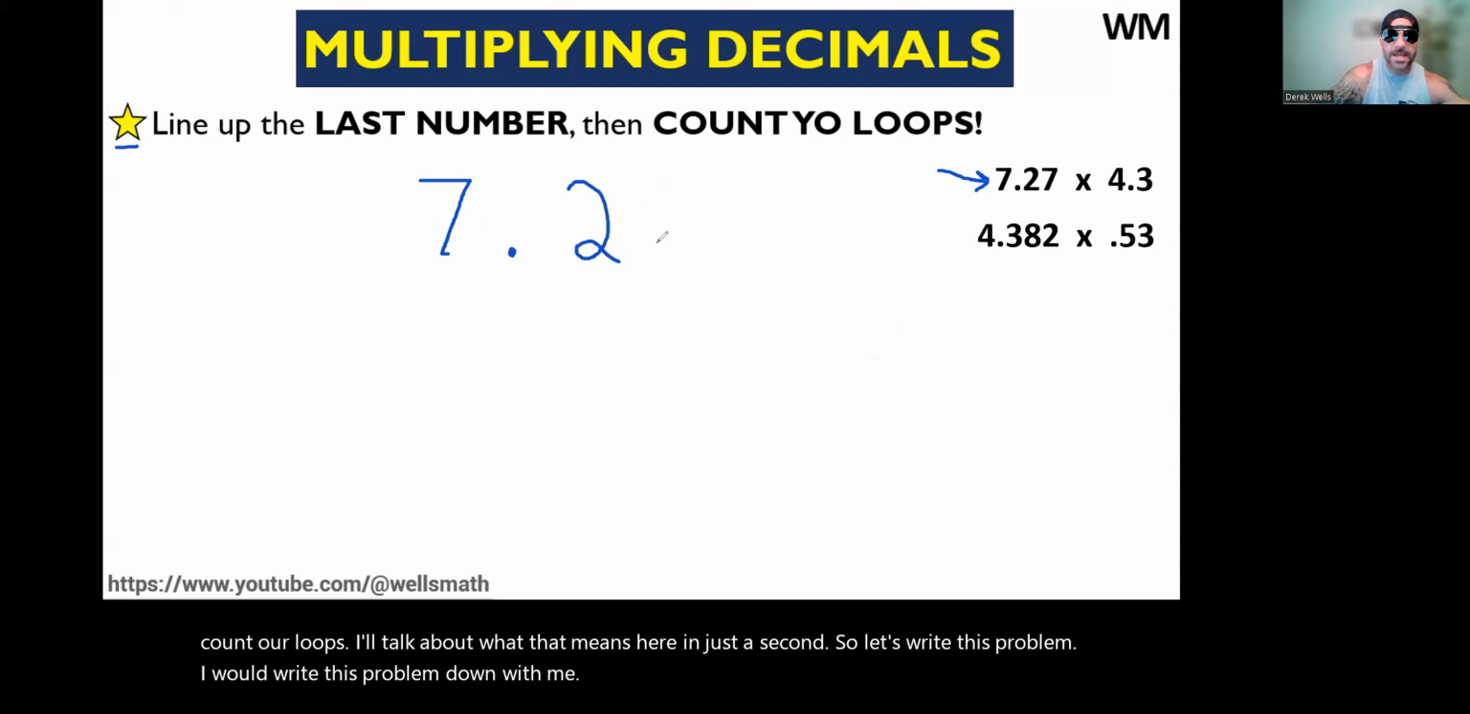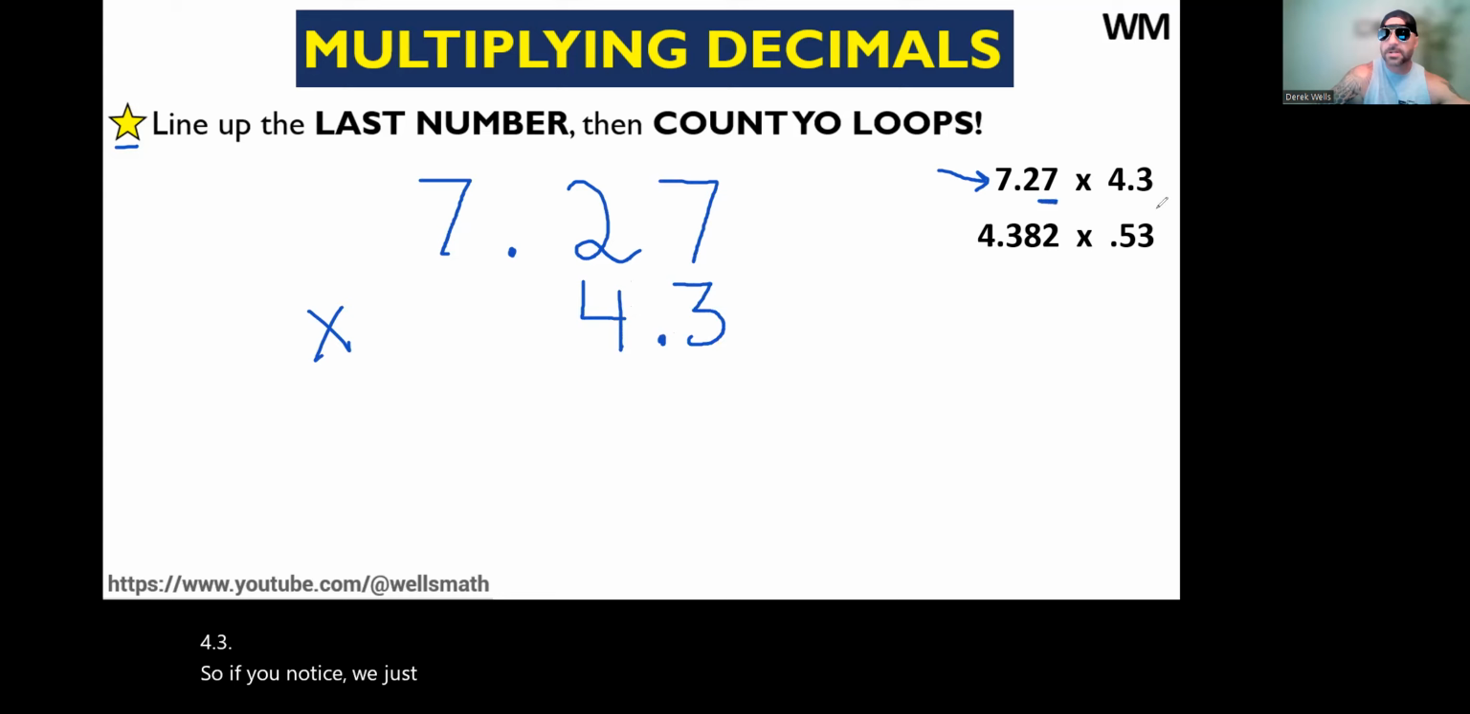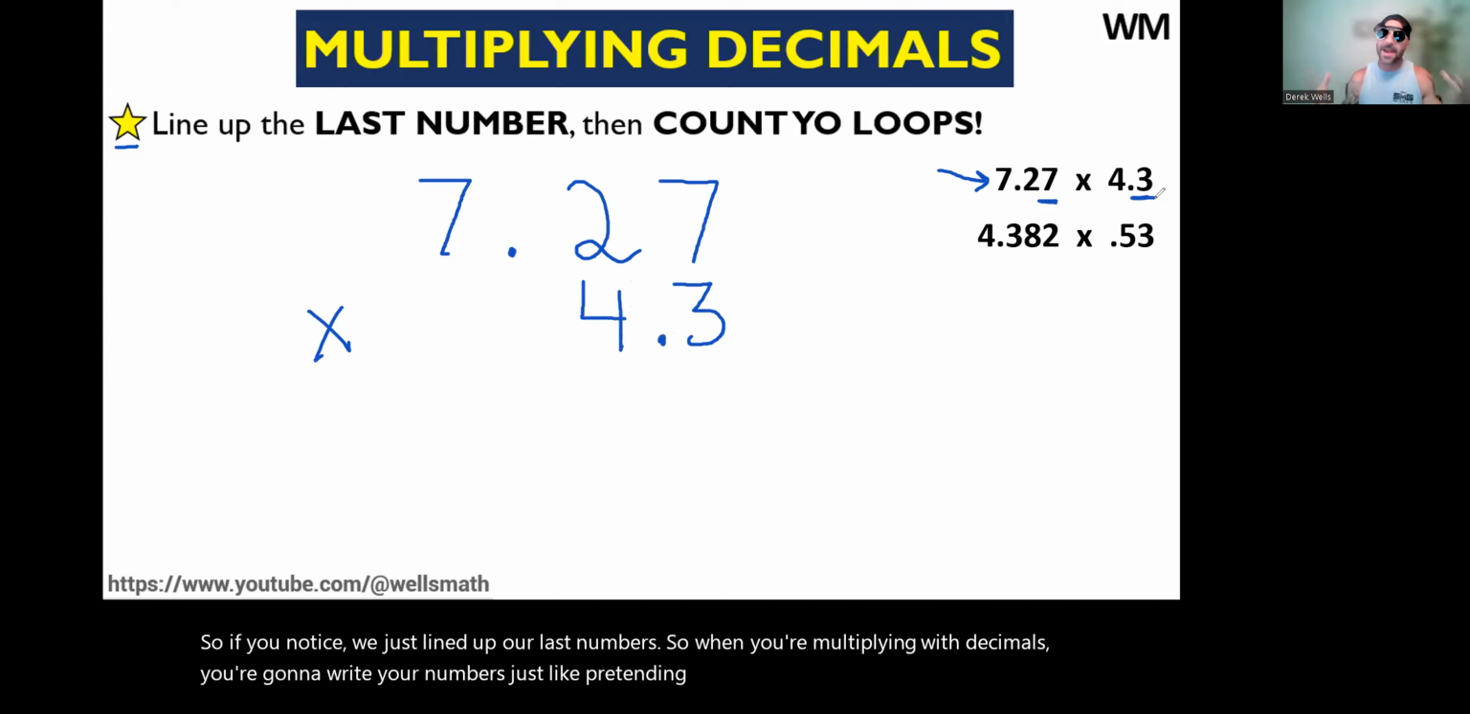7 and 27/100 times 4.3. So if you notice, we just lined up our last numbers. When you're multiplying with decimals, you're going to write your numbers just like pretending the decimals aren't even there.